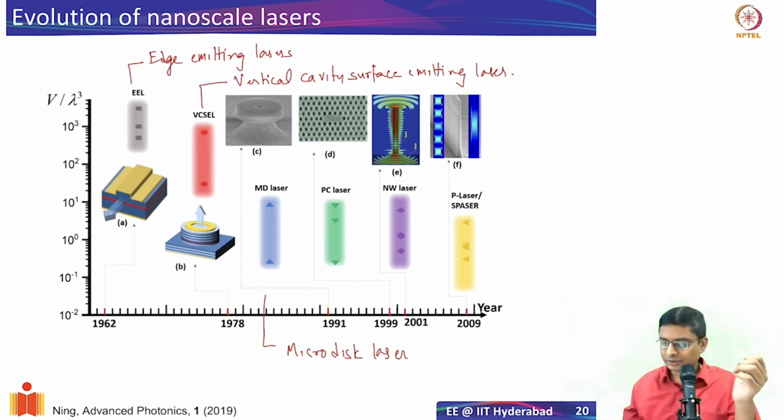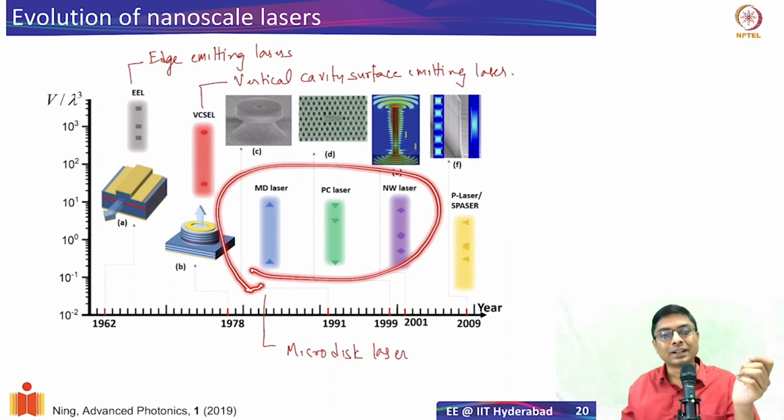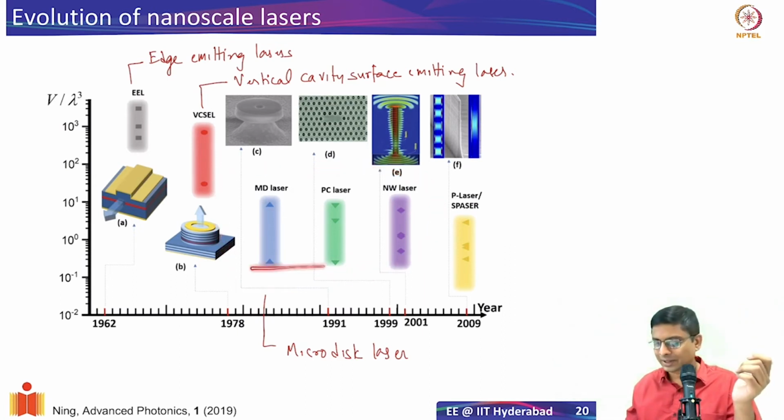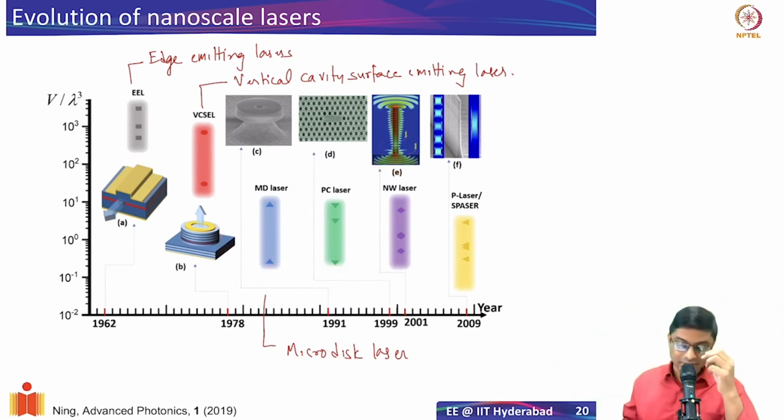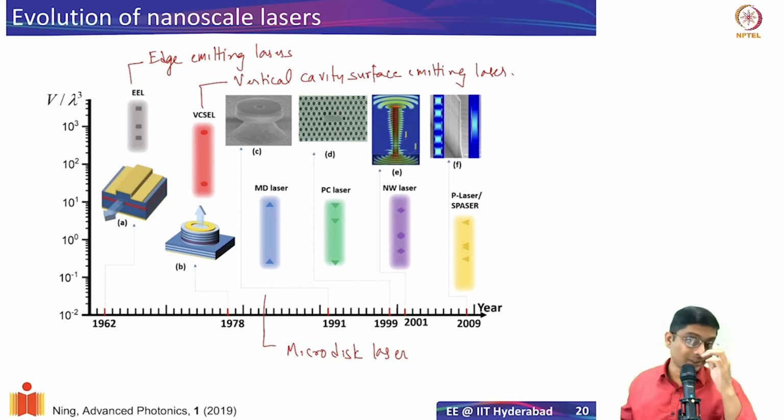So if you notice, all three of these structures here, the micro disc laser, the photonic crystal cavity laser, and the nanowire laser, the sizes are relatively the same. So for almost, I would say, 2 decades, if the micro disc is early 90s, till about late 2000s, at least 2 decades, there was not much progress in miniaturizing the laser.